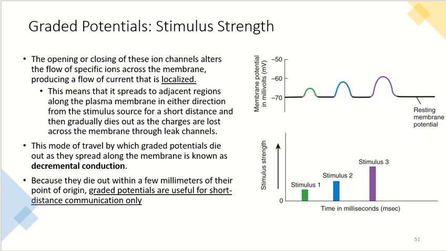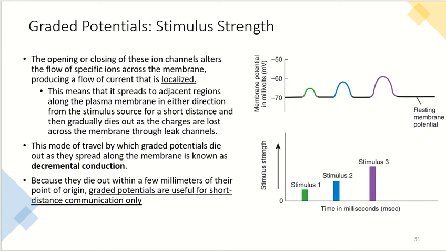So the opening and closing of these ion channels is going to alter the flow of very specific ions across that plasma membrane, and this is going to produce a flow of current that is localized. This simply means that it is going to spread to adjacent regions along the plasma membrane in either direction from the stimulus source for a short distance, and then it's going to gradually die out as those charges are lost across that membrane through those leak channels.